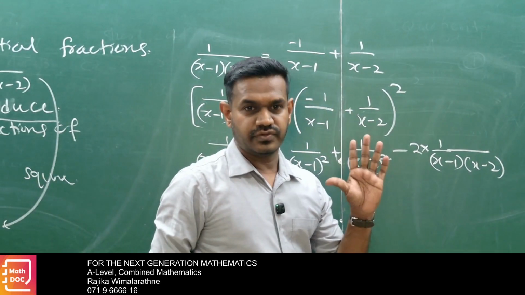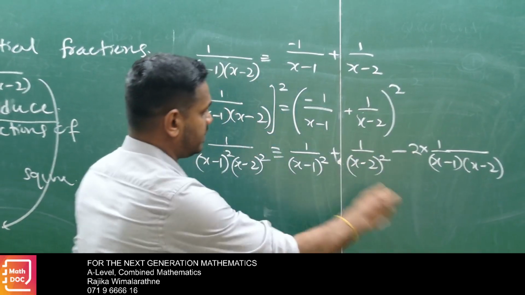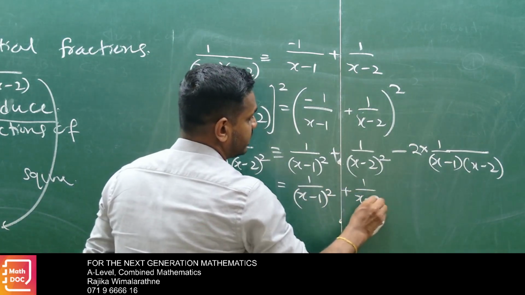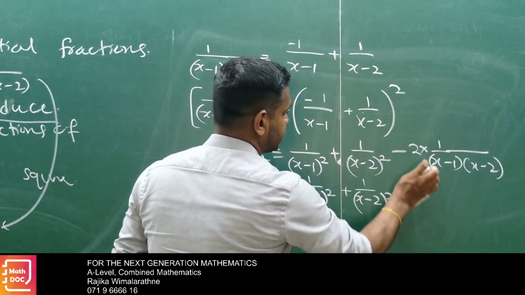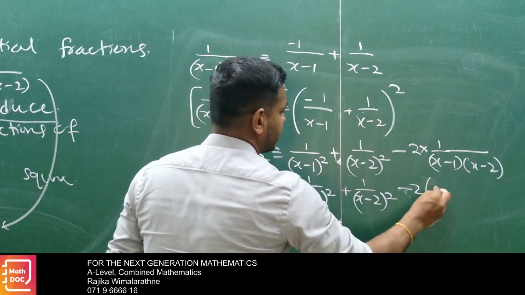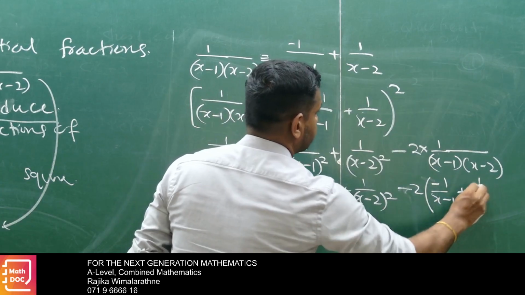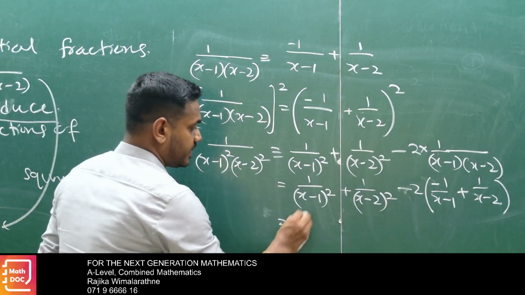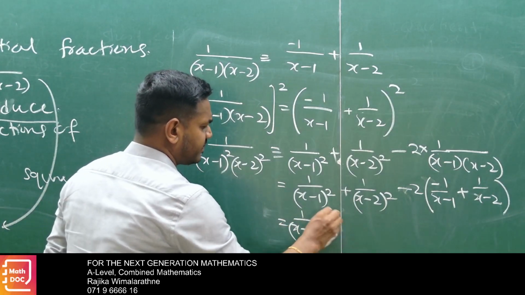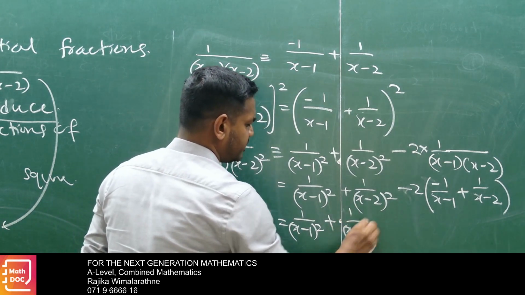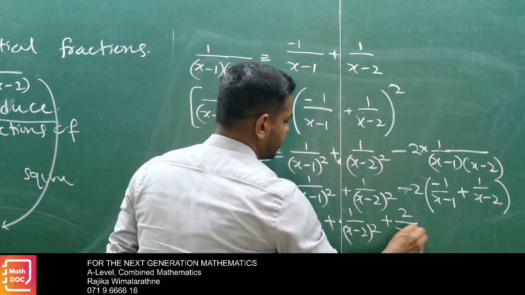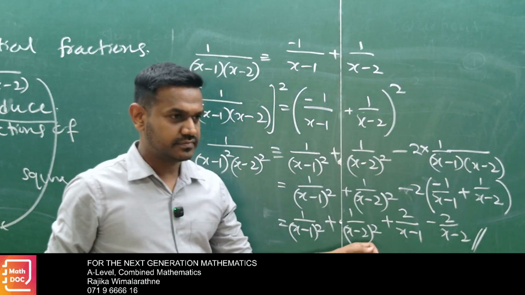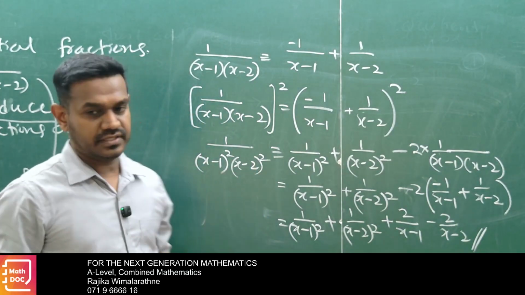Okay. Likewise, you expand it. Then 1 over x minus 1 squared, 1 over x minus 2 squared. Instead of this, you rewrite partial fractions: minus 1 over x minus 1 plus 1 over x minus 2. Now we have partial fractions. Then 1 over x minus 1 squared, 1 over x minus 2 squared plus 2 over x minus 1 minus 2 over x minus 2. Here are the partial fractions now. Okay, likewise you have to think. Okay, complete it.